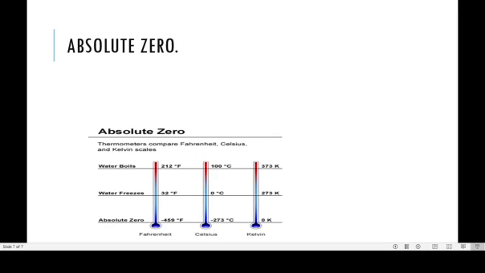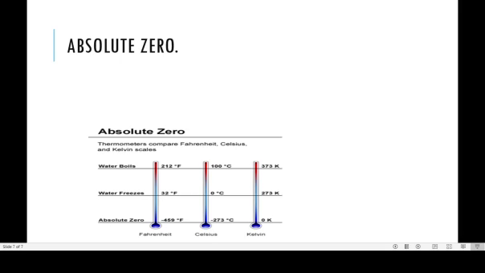Absolute temperature is the lowest possible temperature of a body. This is a temperature below which a body cannot get colder. A body cannot get colder than absolute zero. So absolute zero, or absolute temperature, is the lowest possible temperature of a body. And at this temperature, the kinetic energy of the body is said to be zero.